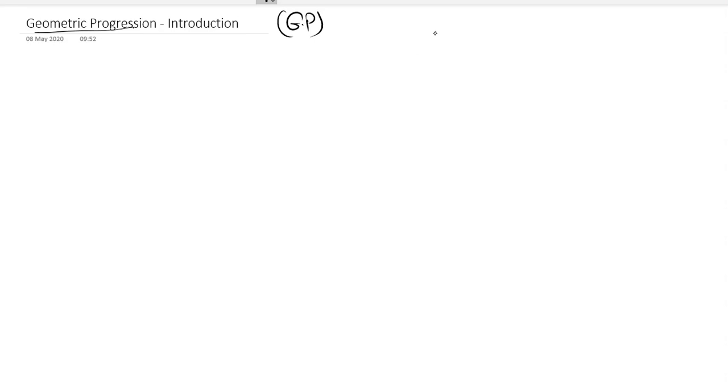So I'll write a sequence for you here: 2, 6, 18, 54, and so on. One more sequence I'll write for you: 1, minus 1 by 2, then 1 by 4, then minus 1 by 8, and so on, right? Can you tell me what unique you find in these two sequences? What is that unique thing?